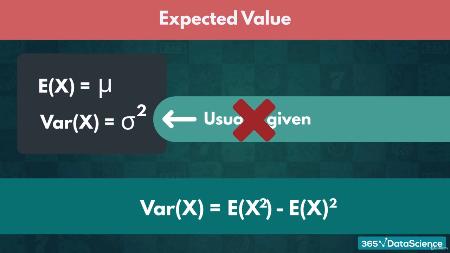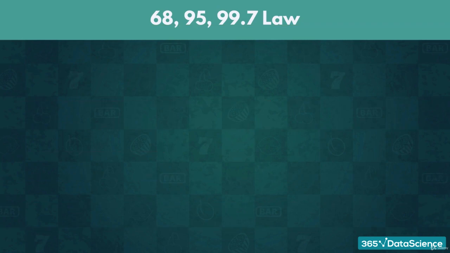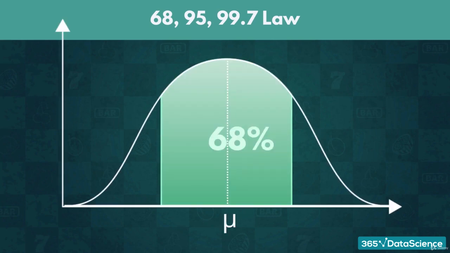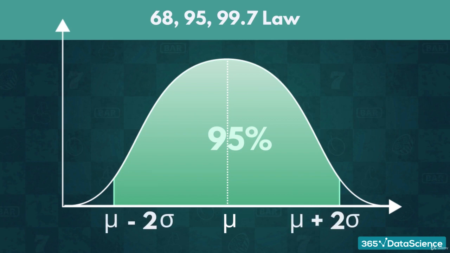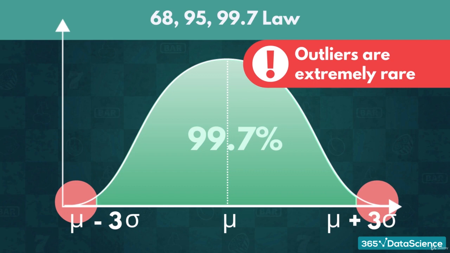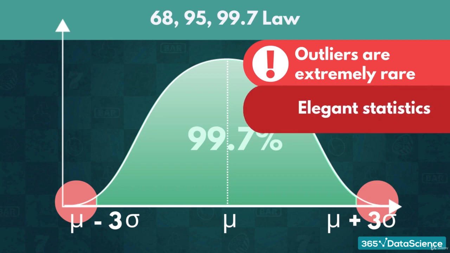Another peculiarity of the normal distribution is the 68-95-99.7 law. This law suggests that for any normally distributed event, 68% of all outcomes fall within one standard deviation away from the mean. 95% fall within two standard deviations, and 99.7% within three. The last part really emphasizes the fact that outliers are extremely rare in normal distributions. It also suggests how much we know about a data set if we only have the information that it is normally distributed.